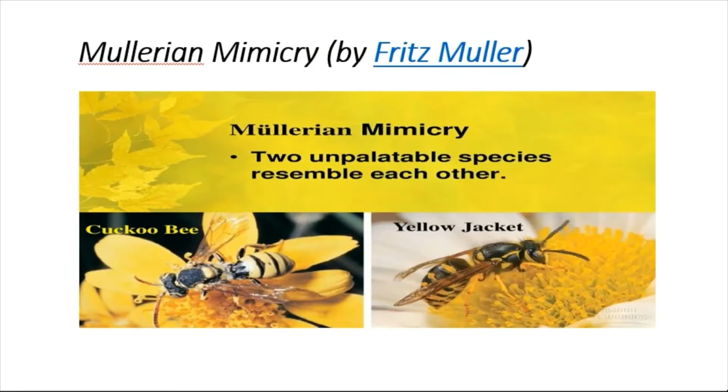Another example of mimicry is Mullerian mimicry, by Fritz Muller. In Mullerian mimicry, we have two unpalatable species resembling one another. Example: the cocoa bee and the yellow jacket.